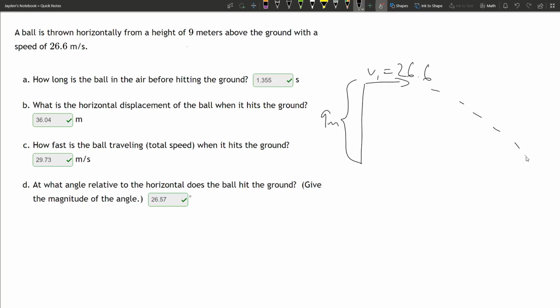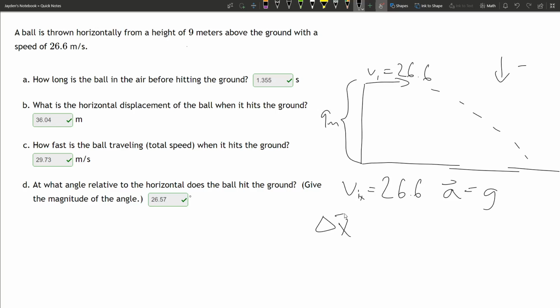We're trying to find all these answers. So, let's do that. How long is the ball in the air? So, what do we know? We know the initial velocity in the x direction. We know the acceleration, which is gravity, or 9.8 meters per second squared. Let's just say down is the negative direction in this case. And we know delta y, which is going down 9 meters, so negative 9 meters.